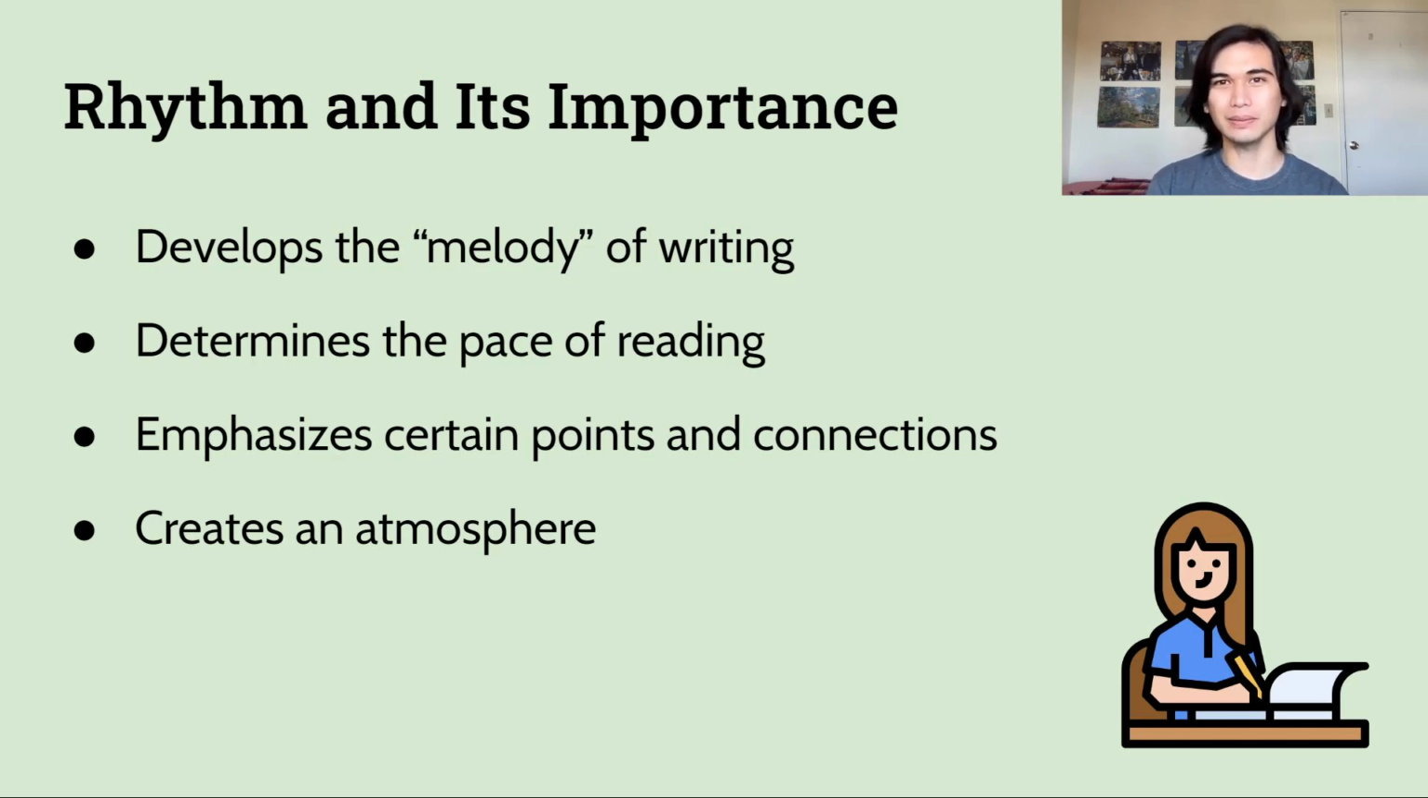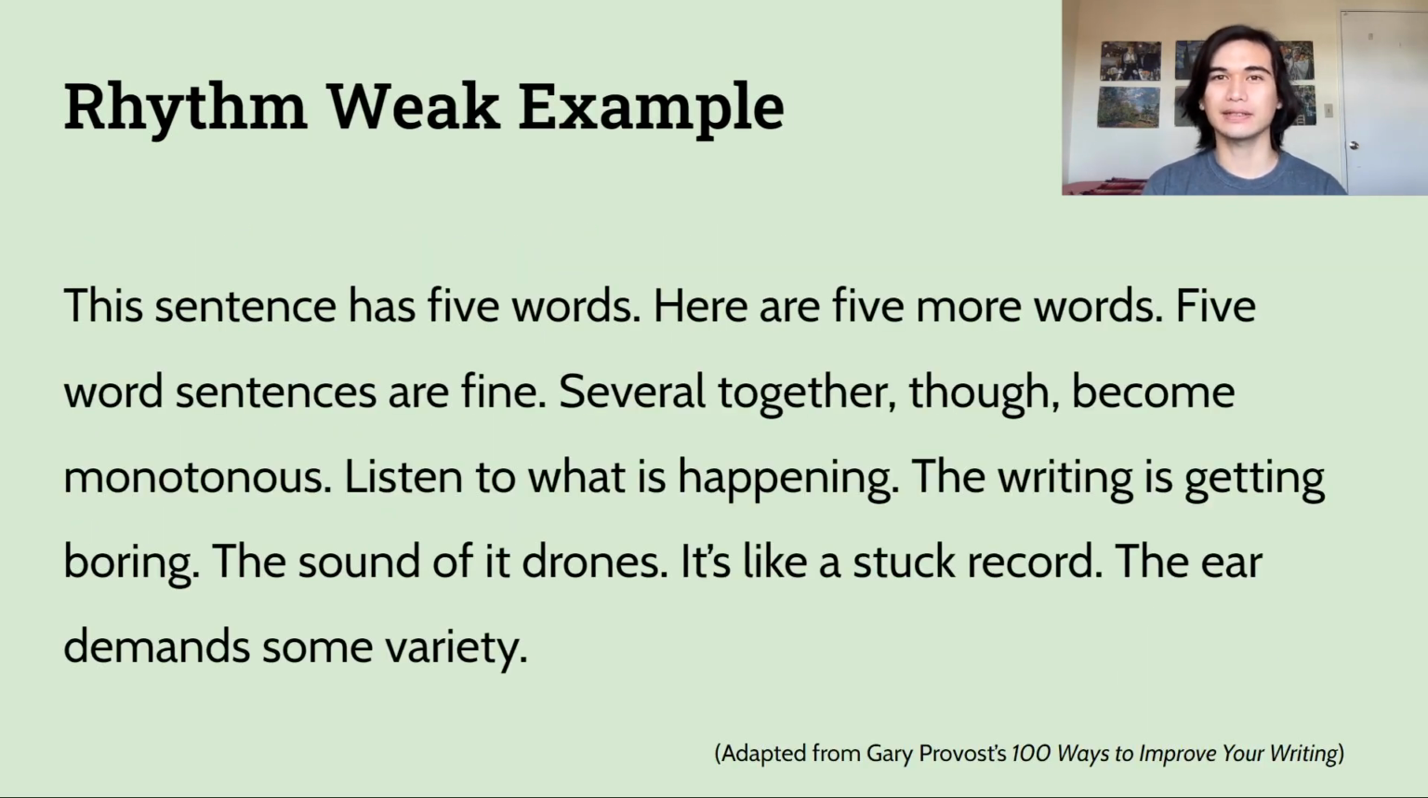Let's look at an example. This sentence has 5 words. Here are 5 more words. 5-word sentences are fine. Several together, though, become monotonous. Listen to what is happening. The writing is getting boring. The sound of it drones. It's like a stuck record. The ear demands some variety. This is an example of bad rhythm.